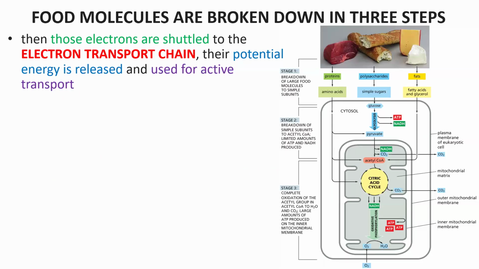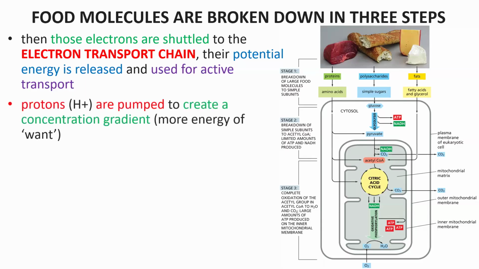Little by little, passage by passage, redox reaction by redox reaction, that potential energy will be released, and it's going to be used for active transport. That energy from those electrons is going to be used to pump something against its concentration gradient. What's going to be pumped? Protons, hydrogen ions. Protons are going to be pumped against their concentration gradient using the energy from the electrons from glucose.